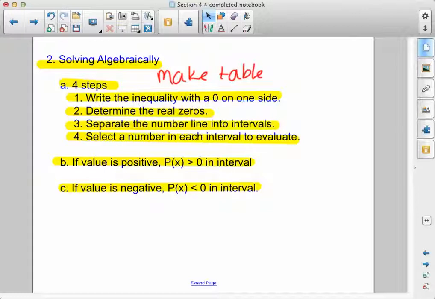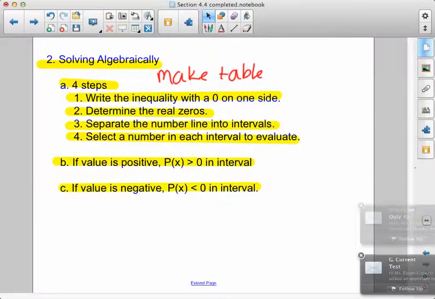So in order to make a table to help me determine where is my graph above the x-axis, where is it below, I first make sure the inequality is in the proper form with a 0 on one side. Then I determine the zeros, the solutions, the x-intercepts, the roots, whatever you want to call them. I figure out the zeros of the function. Then I use those values to separate the number line into intervals. Then once I have my intervals, I choose a value in each interval to plug into the function to determine if that interval of the function is above or below the x-axis.